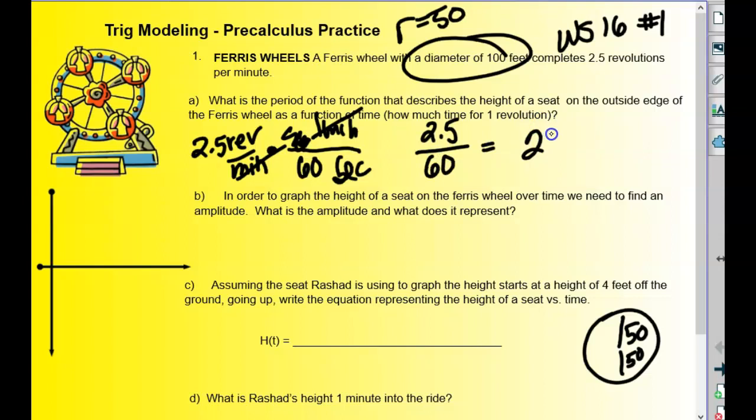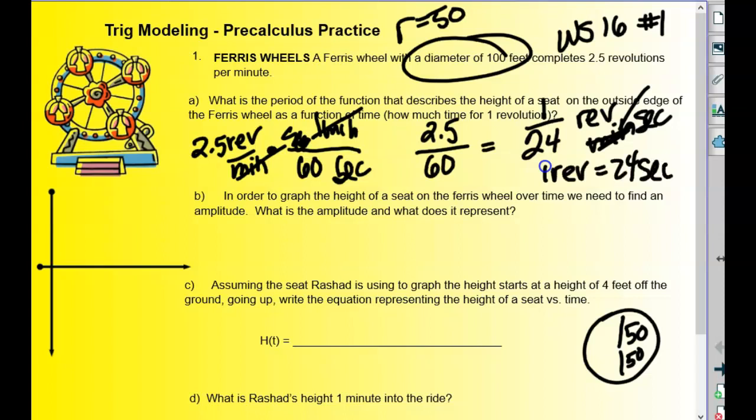Did I do that wrong? Oh, it's 1/24th. Okay, it's 1/24th of a revolution every minute. So how long does it take to do a revolution? A second. So 1 revolution equals 24 seconds. I did not explain that well. It's not that way on the quiz, I promise. Okay? We can go do the modeling questions next.